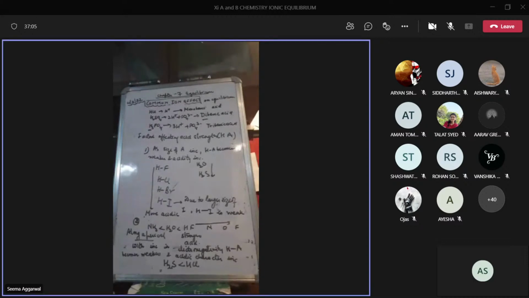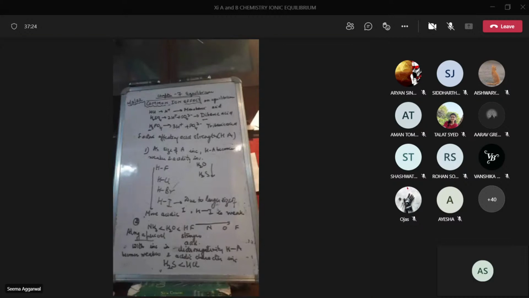So these are the two factors on which the acidic strength depends. Okay, so these were the little small topics which were left. Now this topic number 7.11.9, hydrolysis of salts and the pH. This topic is deleted.